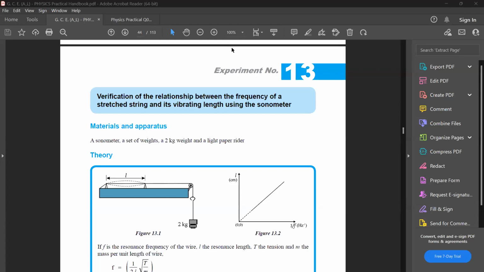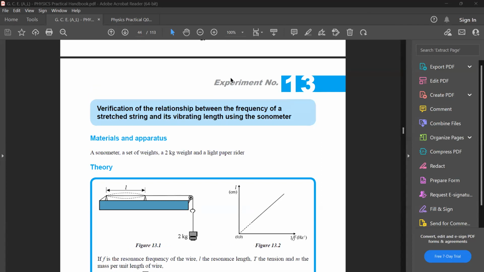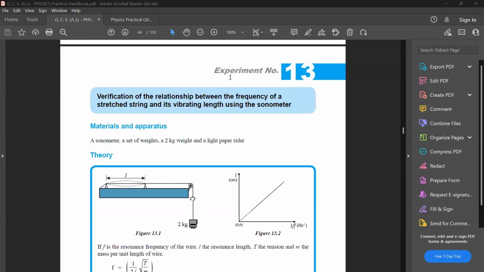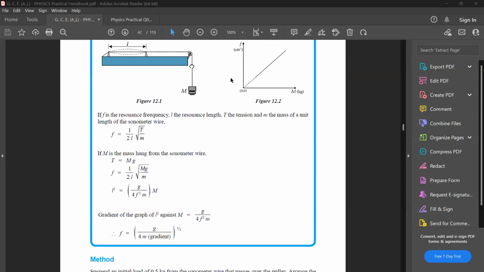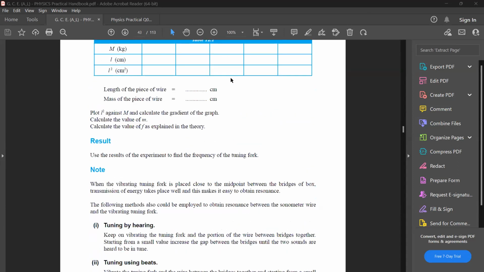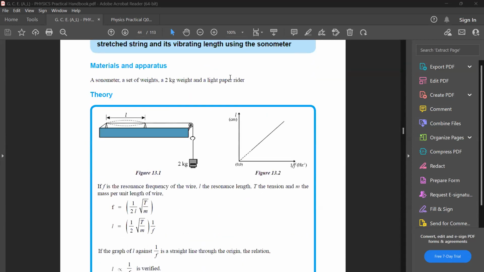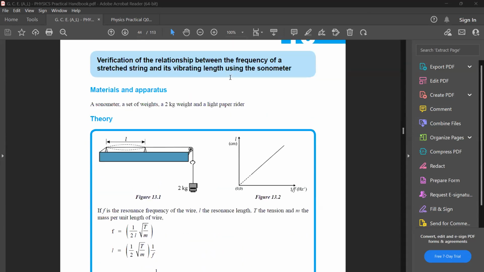Okay, now we are going to do the velocity of sound in air determination practical. But before doing that, I should just discuss this experiment number 13, which I haven't put into my notes. This is also the same thing as the 12th practical, where we used the sonometer box and found the unknown frequency of a tuning fork. Likewise, it's the same apparatus in this practical.